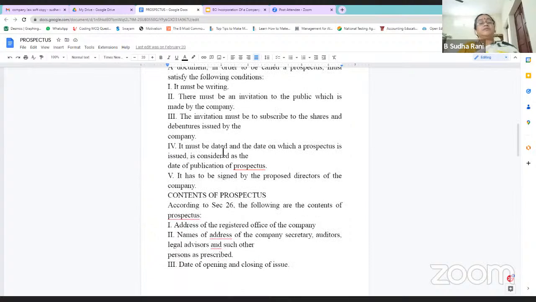It must be dated. A date on which the prospectus is issued is important. So the date of publication of the prospectus is important.